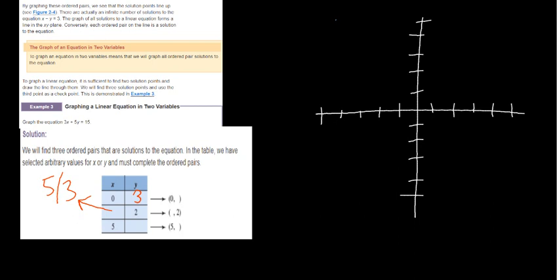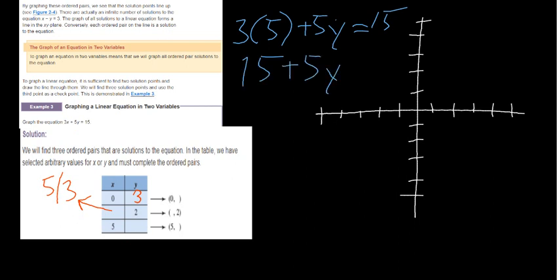Anyways, last thing, we're going to plug this 5 into that equation. So we're going to have 3 times 5, which, 5 is the x, plus 5y. That's going to be equal to 15. So we've got 15 plus 5y is equal to 15. That's pretty easy, right? So I'm going to subtract 15 from both sides. So I'm going to have 5y is equal to 0, or in other words, y is equal to 0. Okay. So this is 0.